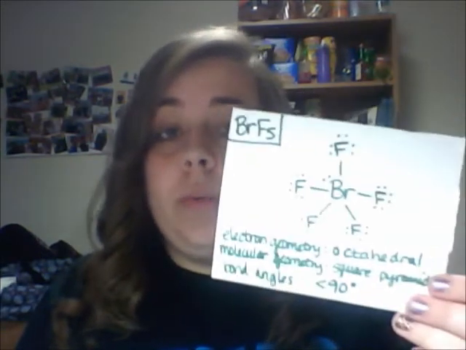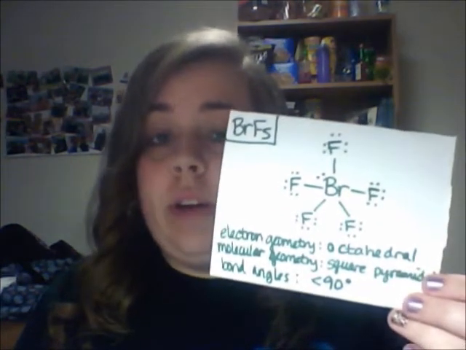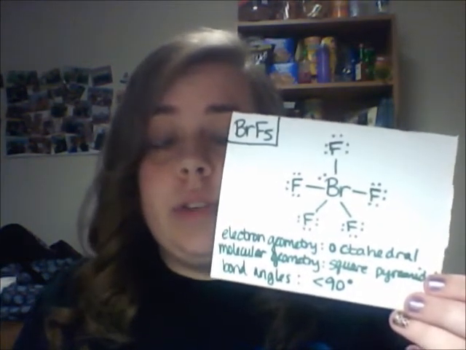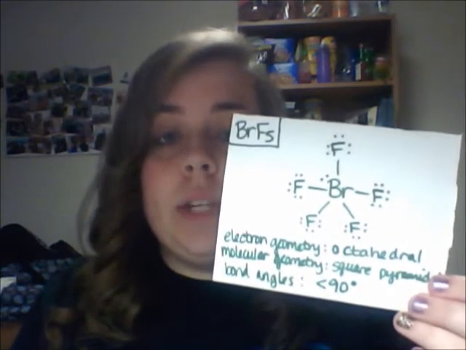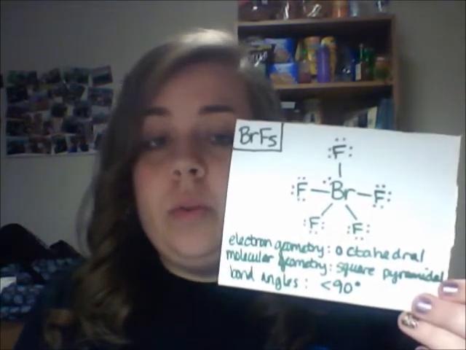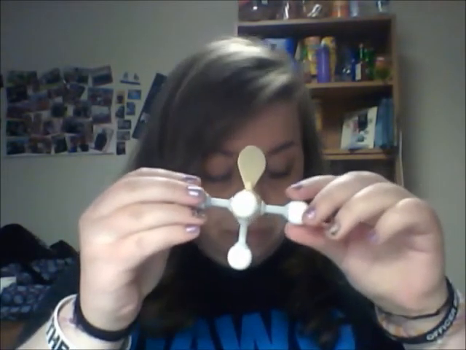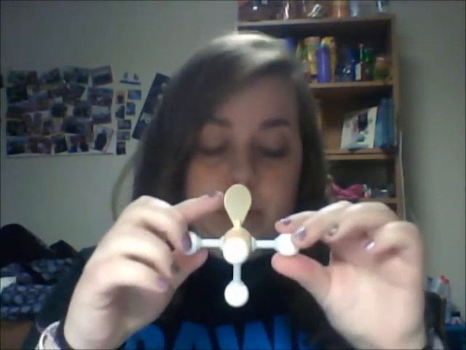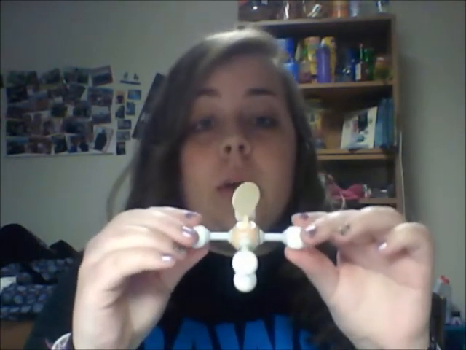Next, we have bromine pentafluoride, or BrF5. It is also octahedral in electron geometry. However, its molecular geometry is square pyramidal, with bond angles less than 90 degrees. If you look at this structure, there are 5 bonding pairs, but there is 1 lone pair, making it square pyramidal.